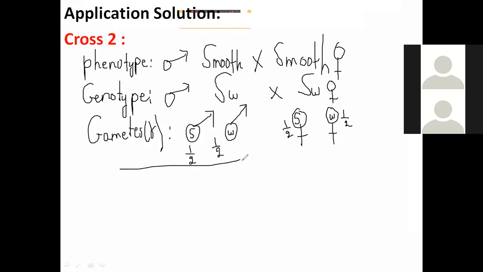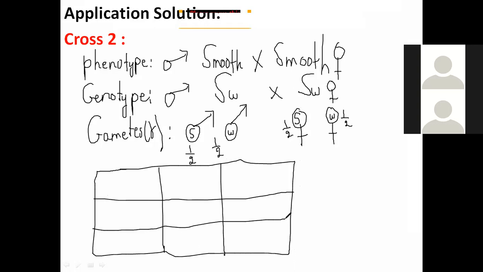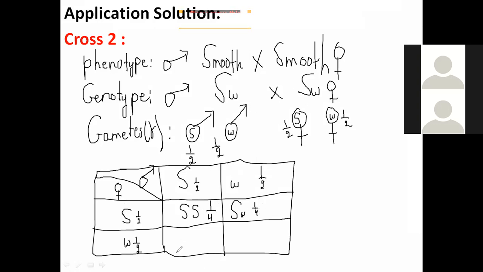Then we move to the table of cross, and finally we move to the table of results. The table of cross, you have to divide it into 2, and here we have to divide it into 2. We have male and female. So this is the male, and this is the female. Male, we have S 1 over 2, and we have W 1 over 2. Here we have S 1 over 2, and we have W 1 over 2. So here we have SS, it's 1 over 2 times 1 over 2 in math, numerator by numerator, denominator by denominator, it's 1 over 4. And then we have SW, it's 1 over 4. Then we have also SW 1 over 4. And finally we have WW, it's 1 over 4.